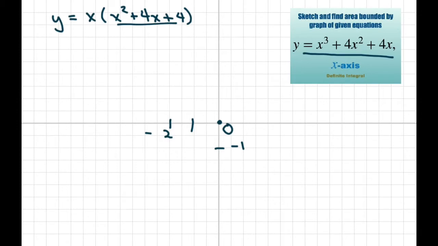And that's a perfect square trinomial, so I can write this as x plus 2 squared. Now we are looking at x is 0, and if you set this to 0, x equals negative 2. So these are your x-intercepts. The y-intercept is also at 0.